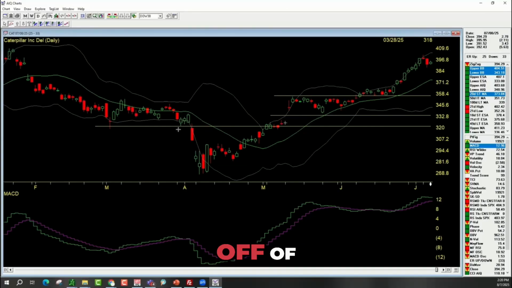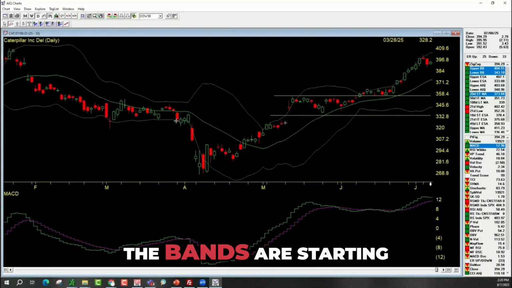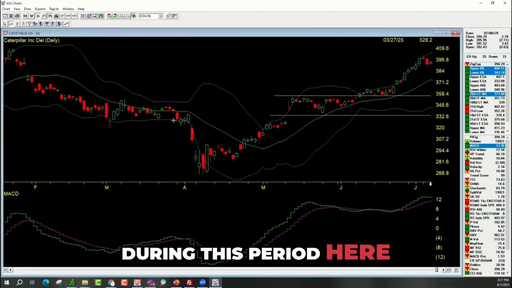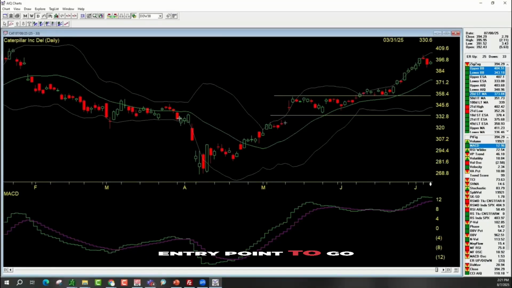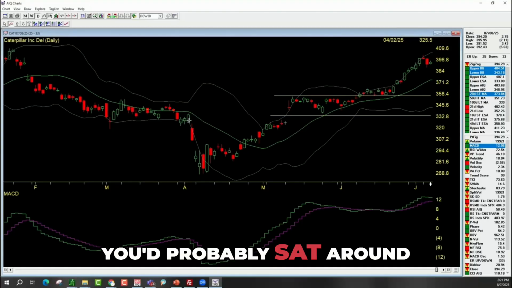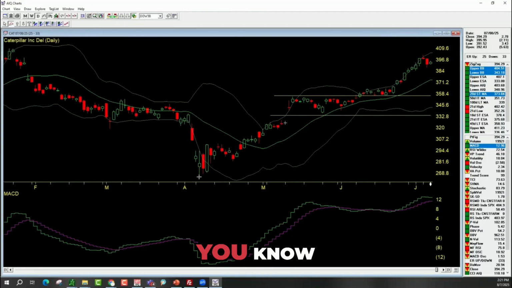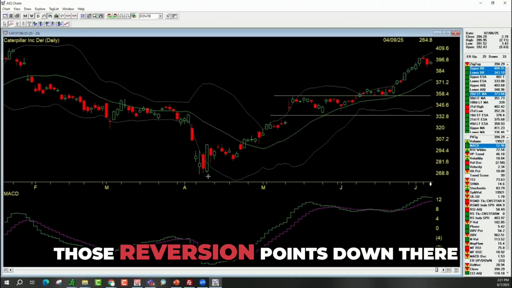I should take these off of here. So in this case here, the bands have started to widen at this point here after they've been narrowing during this period here. And that's really the entry point to go short, was around about here. You'd probably sat around for a little bit here before things took off to the downside. And in this case here, this is one of those reversion points down there.